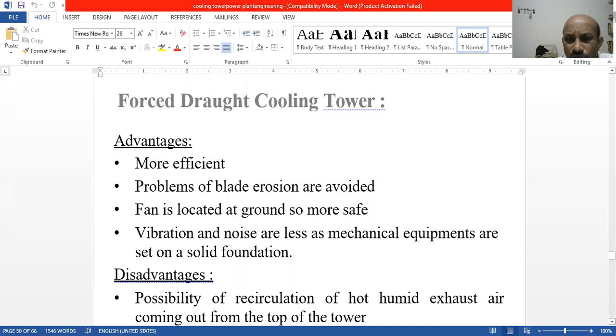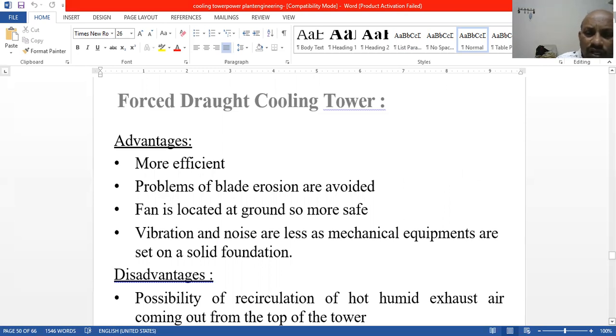Whenever generating the power, there is no cooling water entering and cooling water outing, so that much noise will not be there. So there are fewer mechanical equipments, set on a solid foundation. So a concrete foundation will be there.